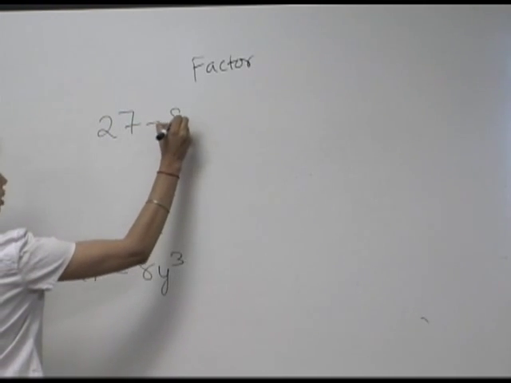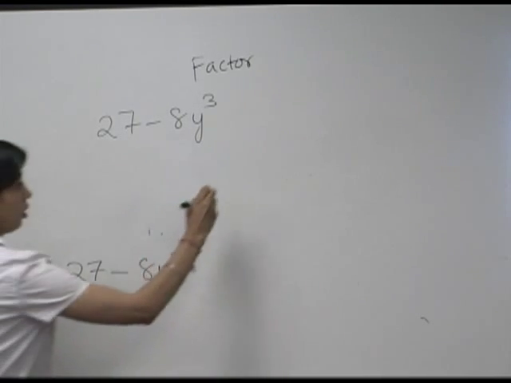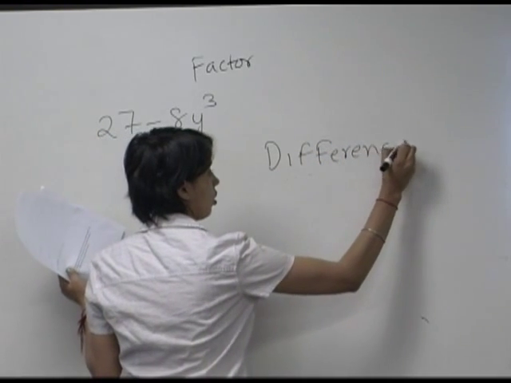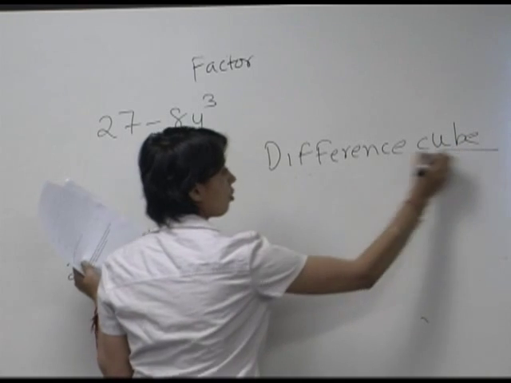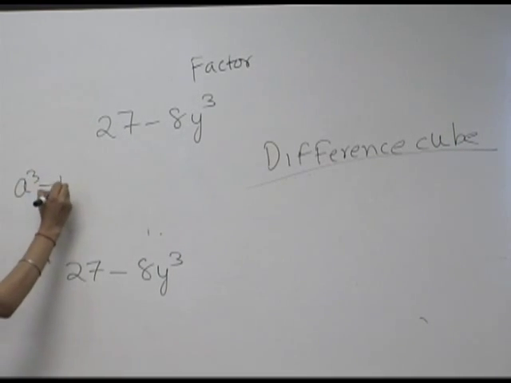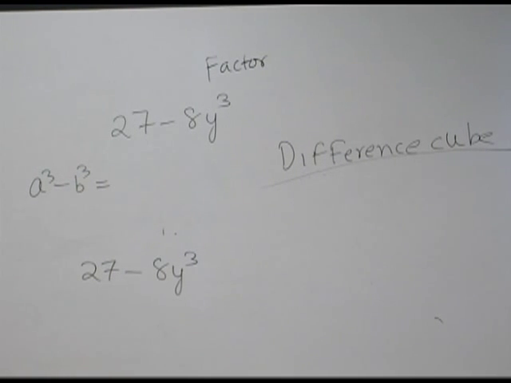27 minus 8y cubed. Now the difference of cubes formula. Difference of cubes. Anyone remember the difference of cubes formula? A cubed minus b cubed equals to? A minus b. Huh?